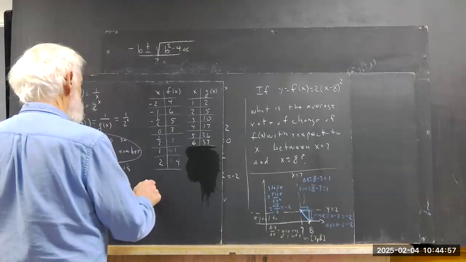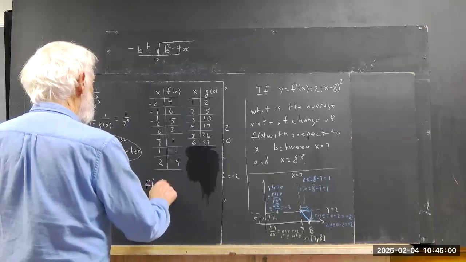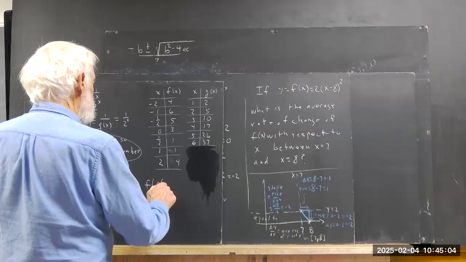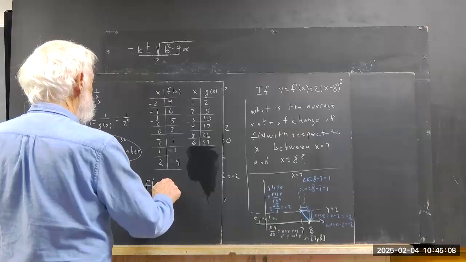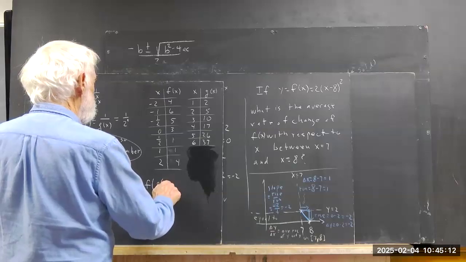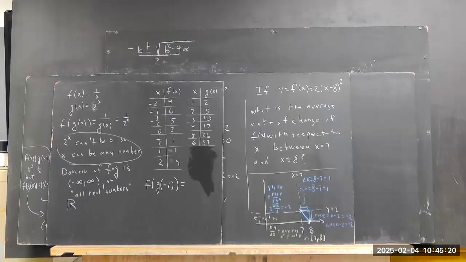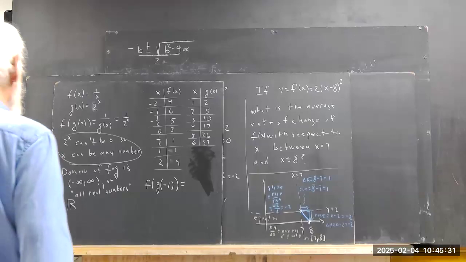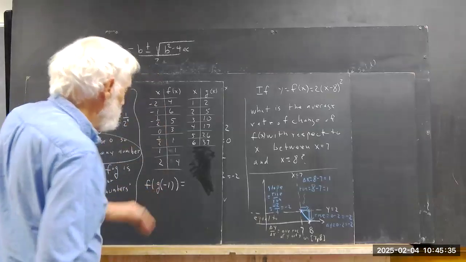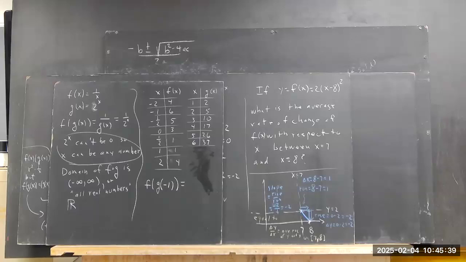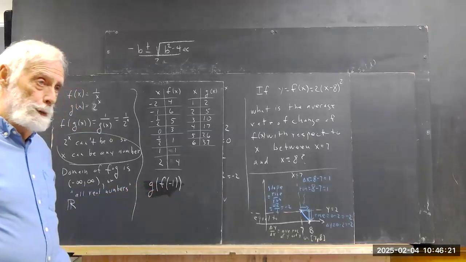My question then is, what's f of g of -1? Now we no longer have a formula for f of x. We've got a table. So can you look at the table and evaluate something? Okay, now I wrote the function backwards. We want to do g of f of -1, okay?